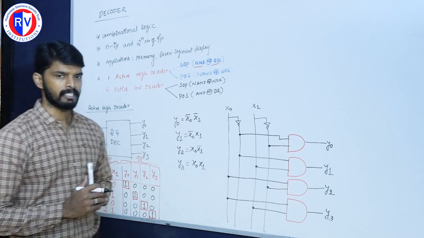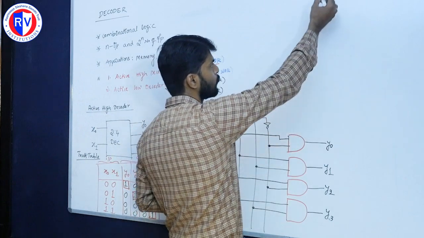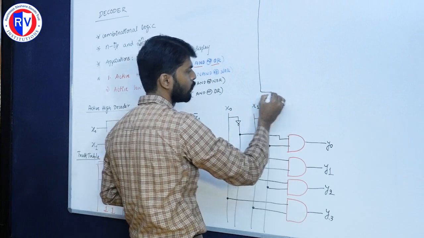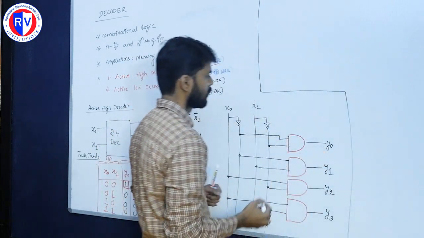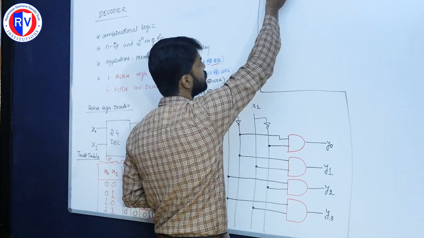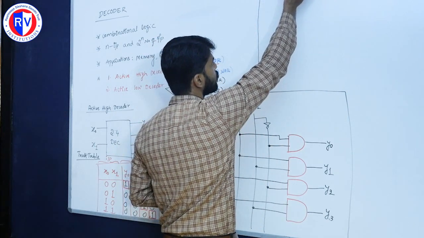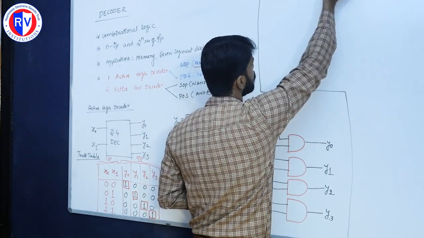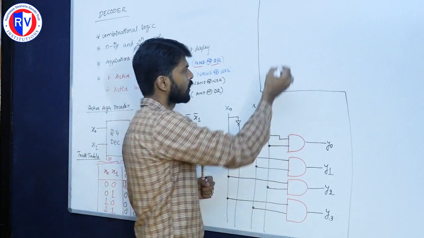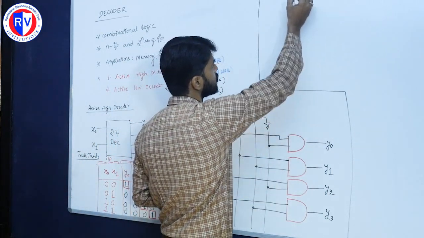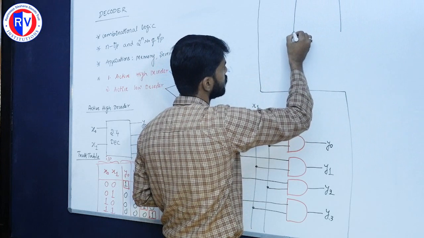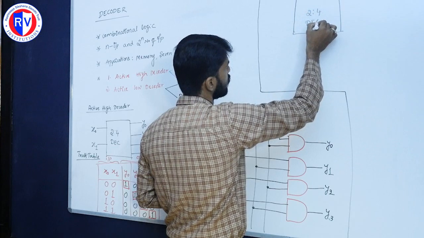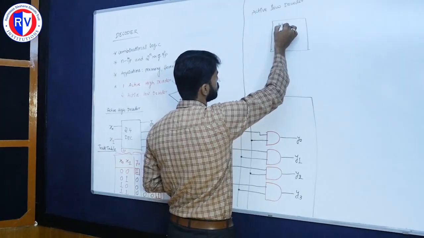Similarly, now we will discuss the 2:4 active low decoder. Again, in this case, for the active low decoder, this is the block diagram. So this is the 2:4 decoder. This is active low.